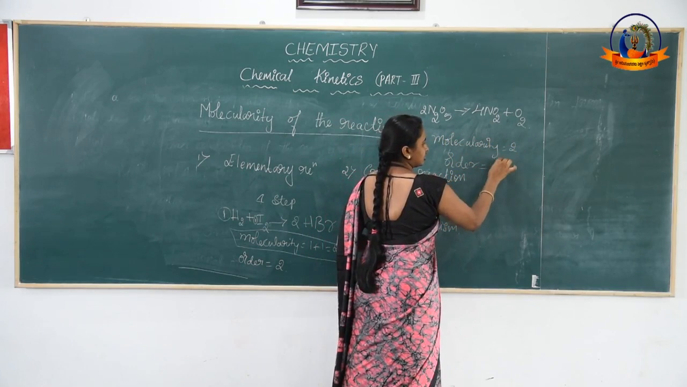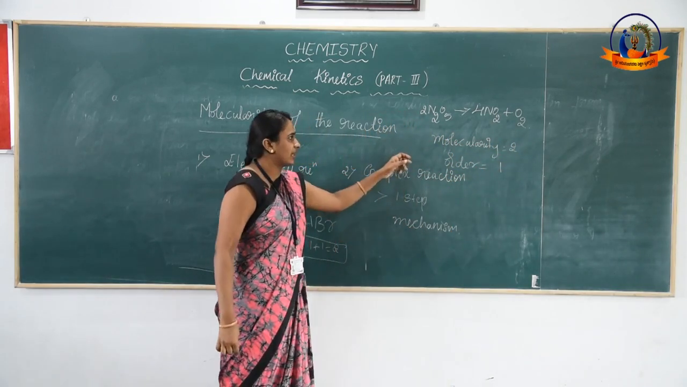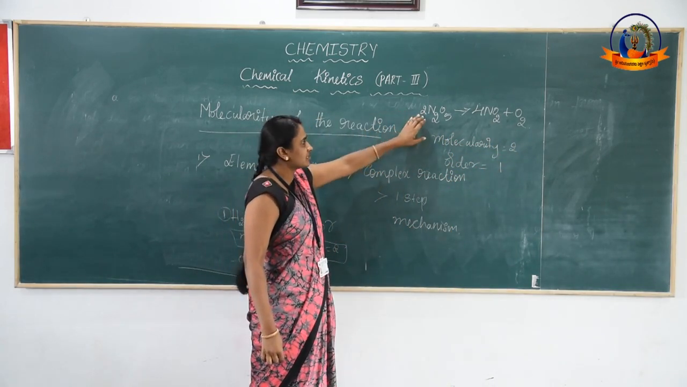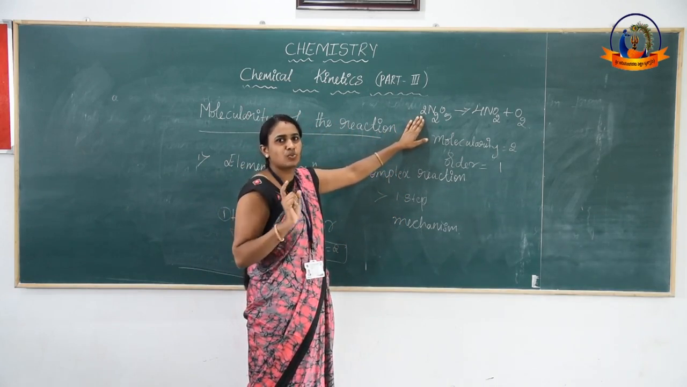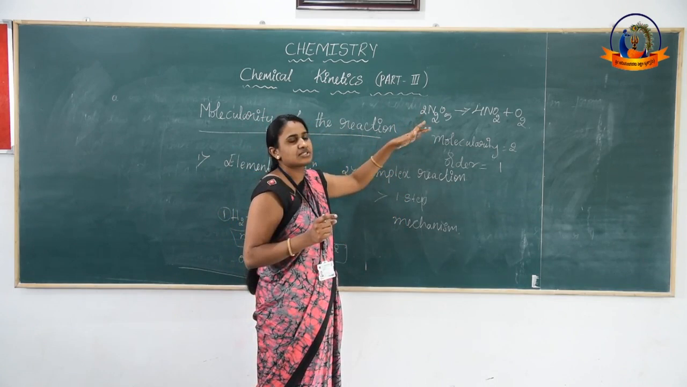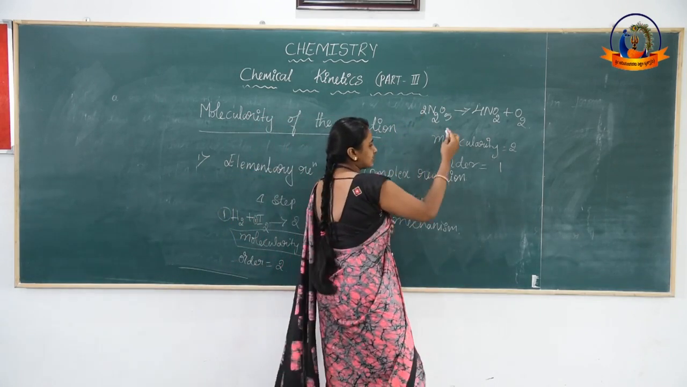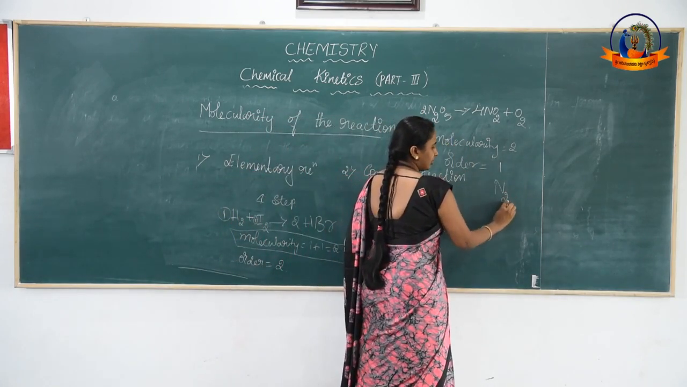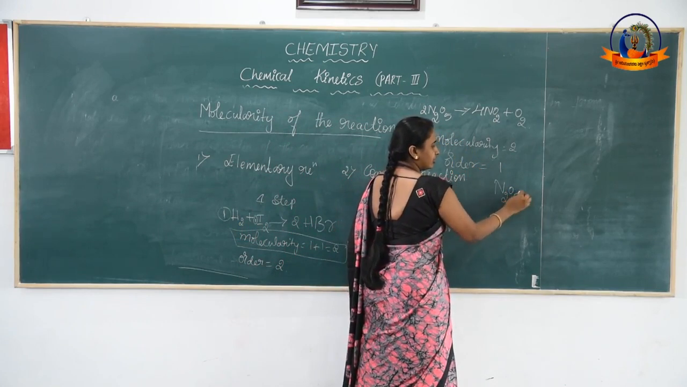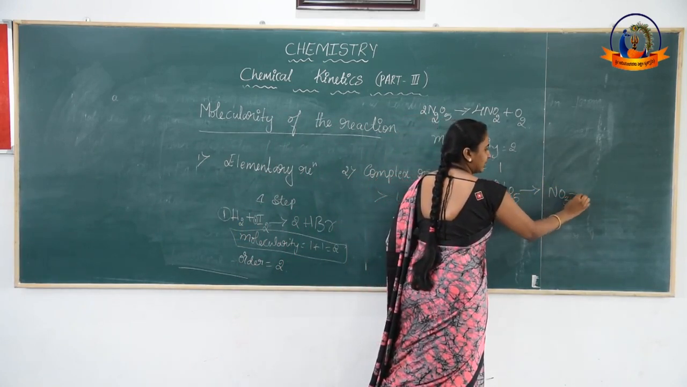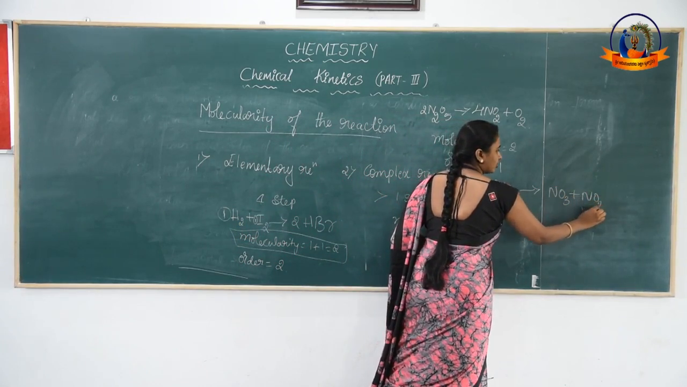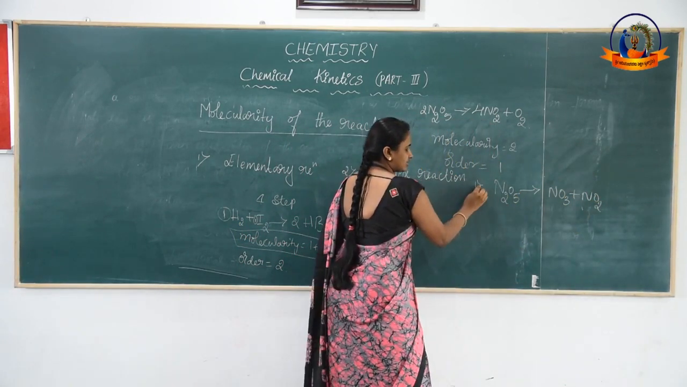The order of this reaction is not 2, it is 1. It means that this reaction is not an elementary reaction. It does not take place in one step. It takes place in several steps. So let us see. In the above equation, first your N2O5 gives rise to NO3 plus NO2. This is the first step.